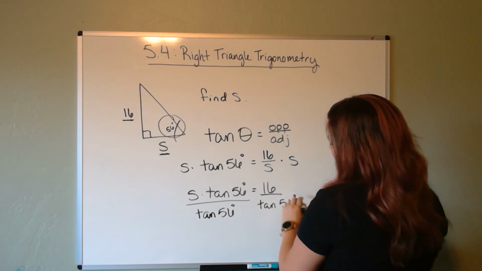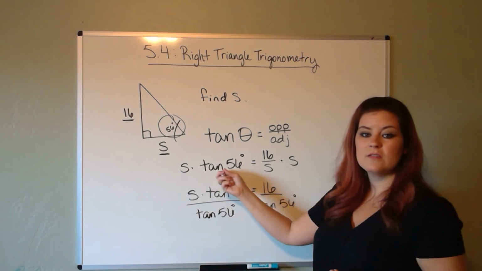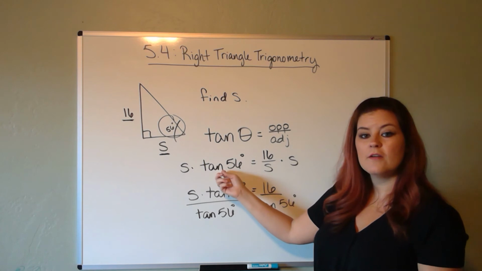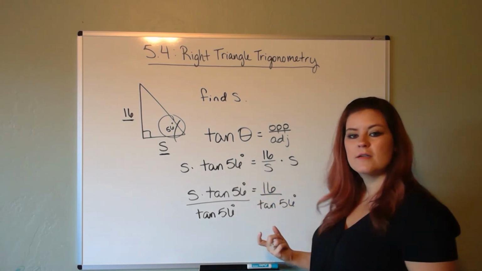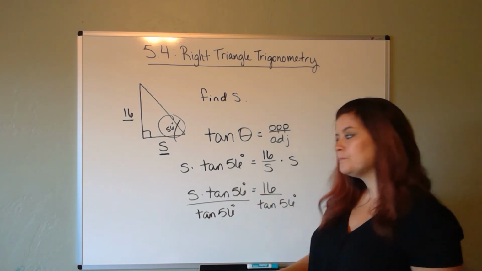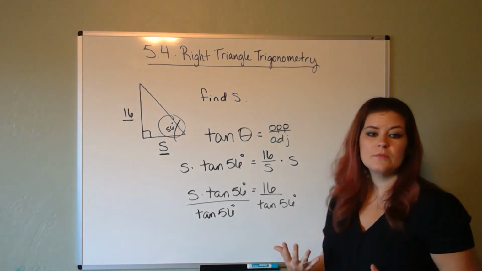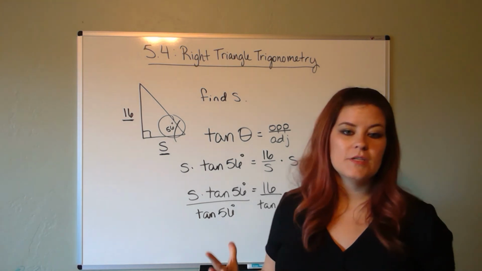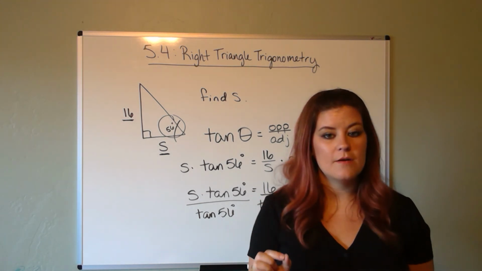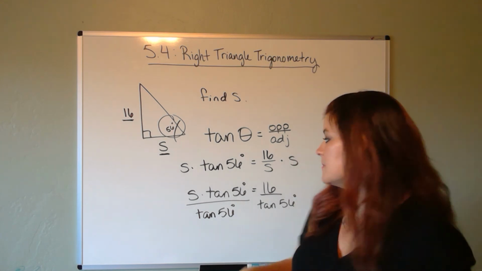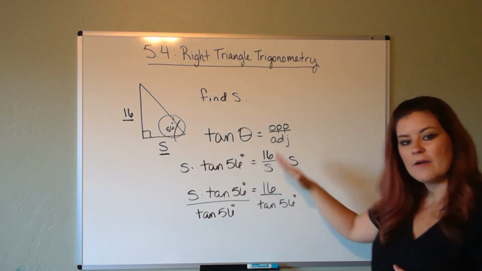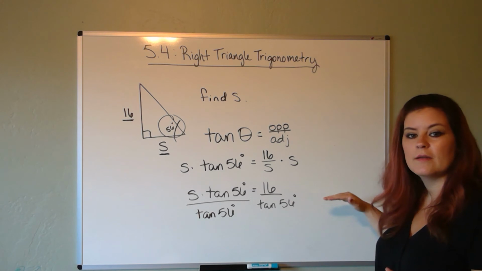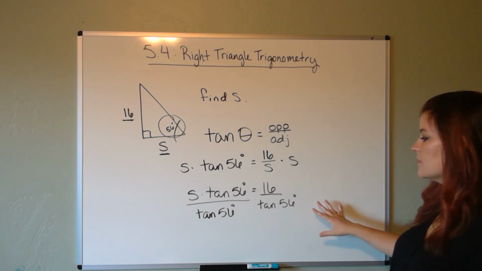Notice, even though at any point I could have put tangent 56 into my calculator and gotten a rounded value, I am not going to do that until the very end. You guys, anytime you're rounding, do everything in your power to decrease rounding error. A lot of times that just means waiting to do any calculations until the very last step. And that's what I'm doing here.